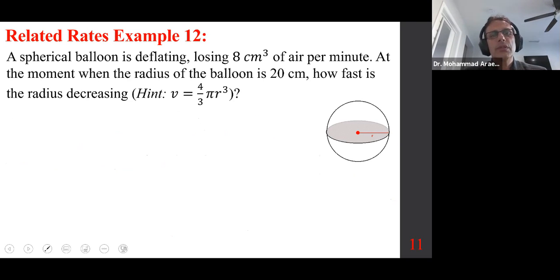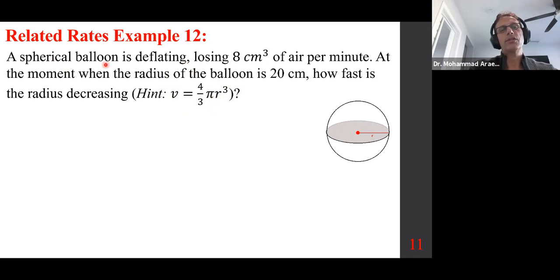A spherical balloon is deflating, losing 8 cubic centimeters of air per minute. At the moment when the radius is 20 centimeters, we want to see how fast the radius is changing. It's going to decrease, of course. Now, we need to know the formula from geometry. The volume is 4/3 pi r cubed, the volume of a sphere. So we need to know that. So that's a piece of information which is a must.